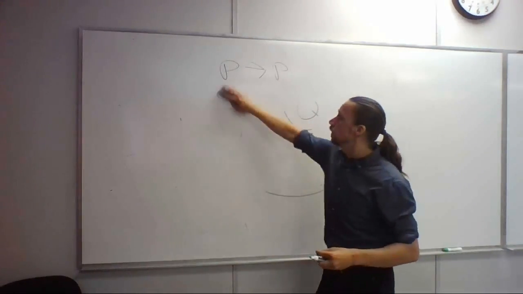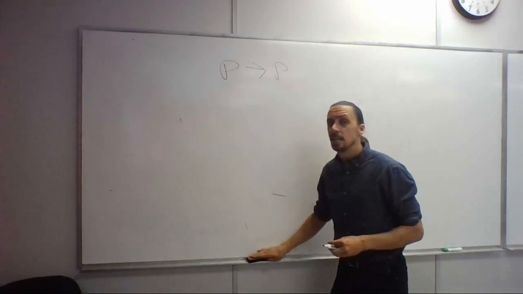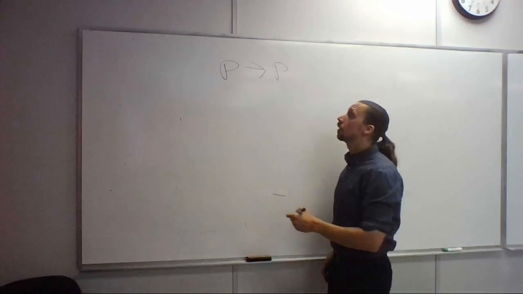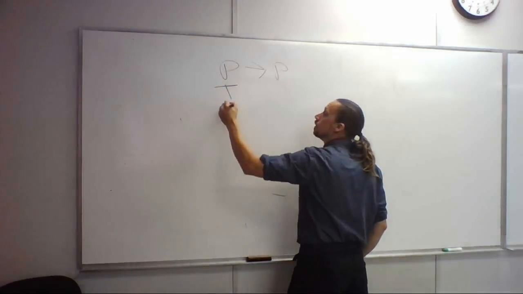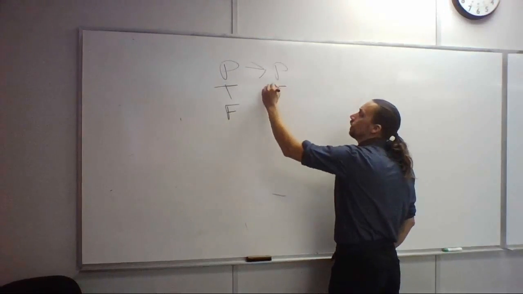If you're not sure about this, what should we do? Well, we should do the truth table, the full truth table check. If P, then P sounds like it makes sense as a tautology. How are we sure? Well, P can either be true or false.